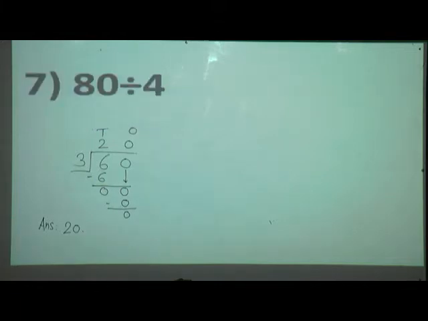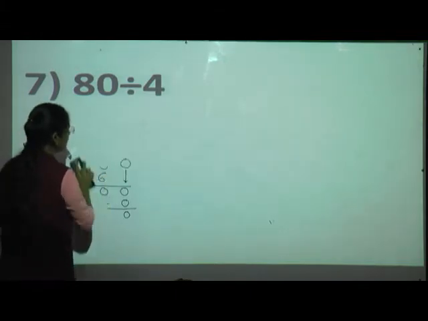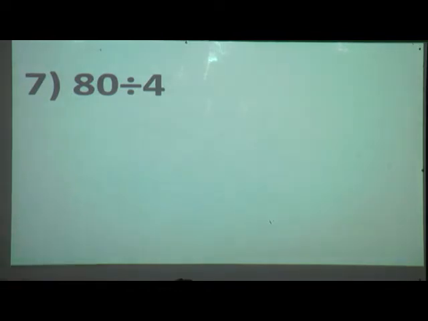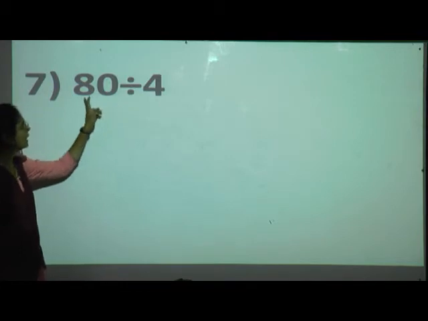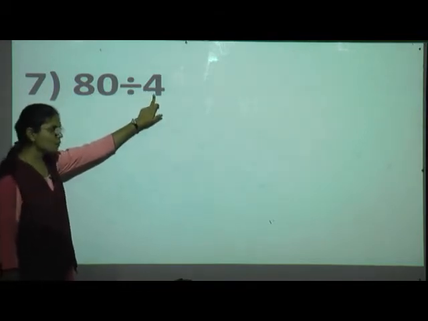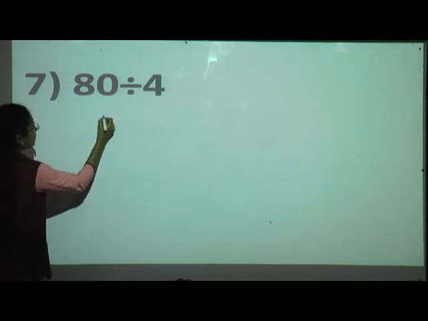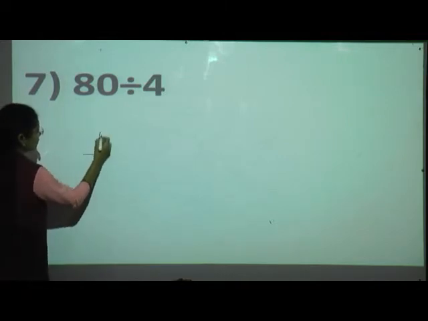Okay. We'll see the 7th example. Read the numbers. 80 divided by 4. This is the symbol of division. 80 divided by 4. Now what we will do?